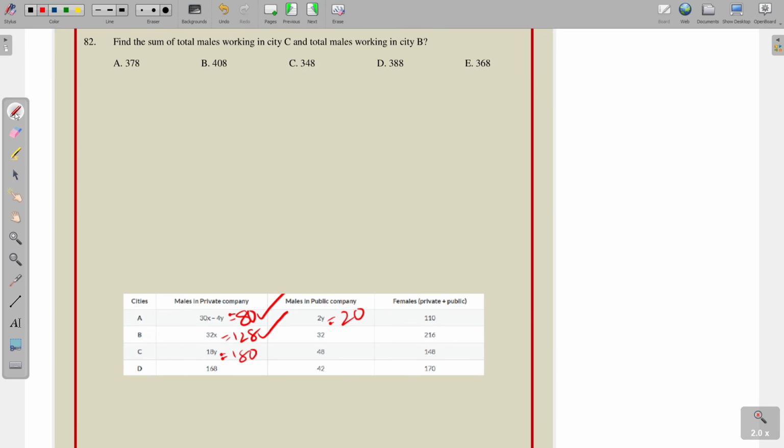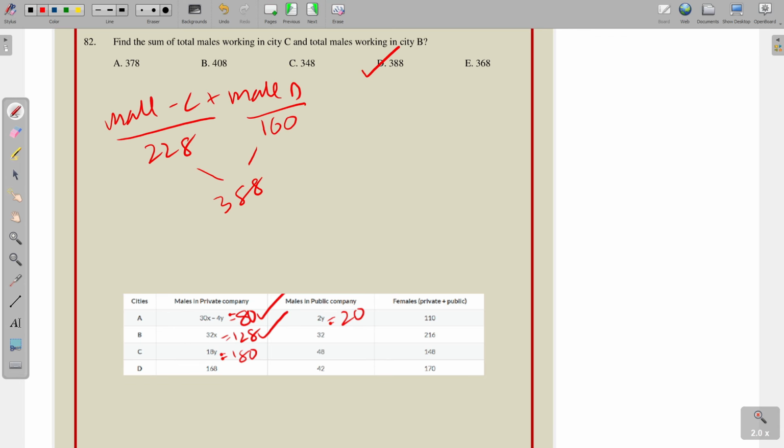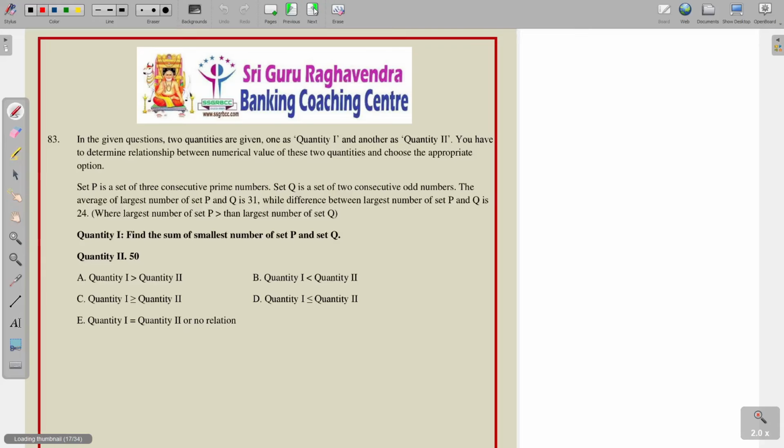Next question is, find the sum of male working in city C and total male working in B. Male C is 180 plus 48, 228. Male B is 128 plus 32, it is 160. So the total is 388, 388 is our answer for this question. Now the next question.